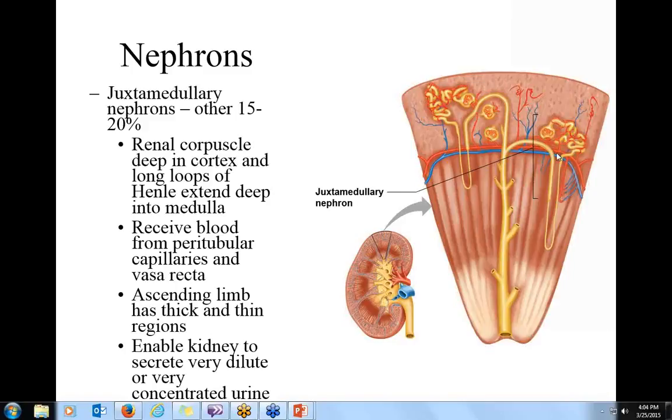The other 15–20% are juxtamedullary, and the medullary is the middle part. So what differs here is how long the loop of Henle is. And notice how far down the loop of Henle goes into the medulla of the kidney. These are special nephrons, juxtamedullary nephrons, because these are going to help you make more concentrated urine, and we'll talk about that toward the end of this lecture.